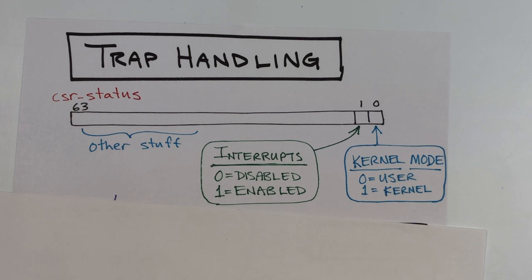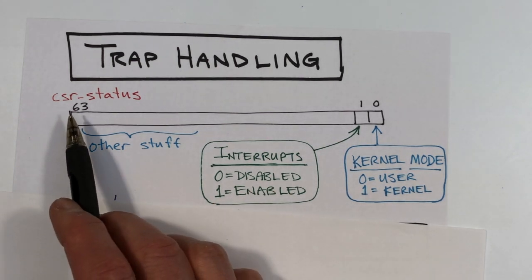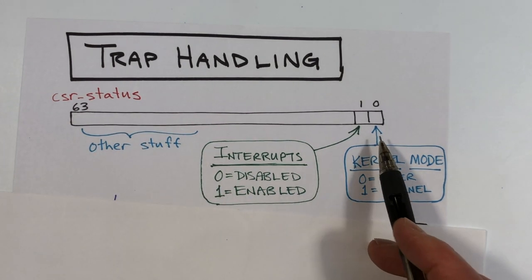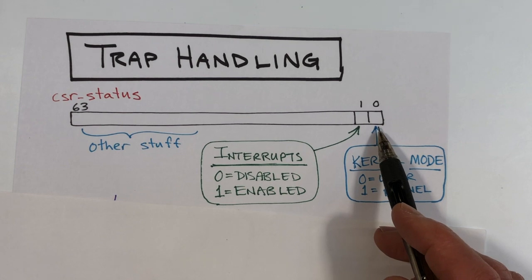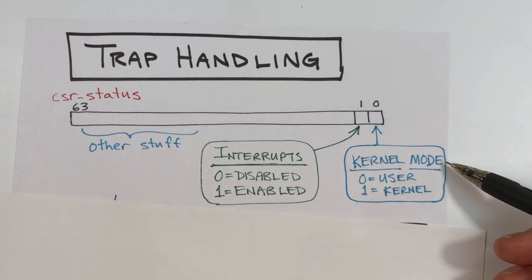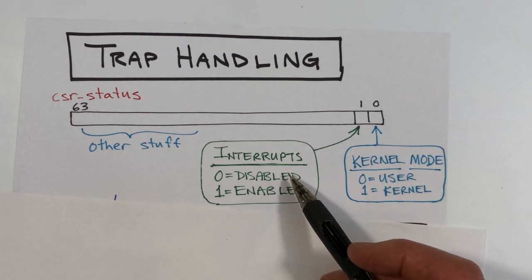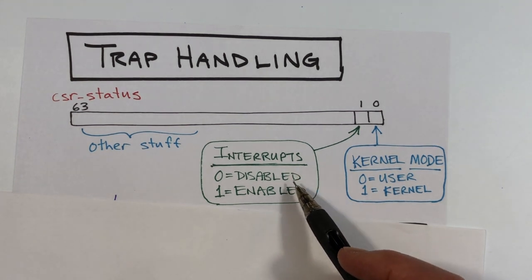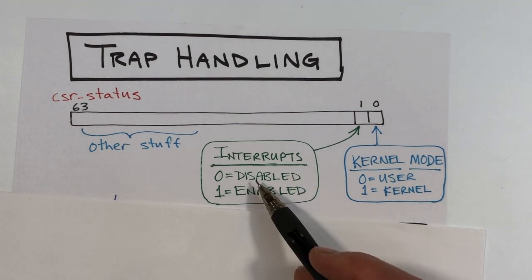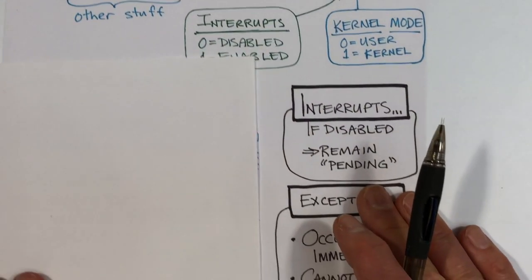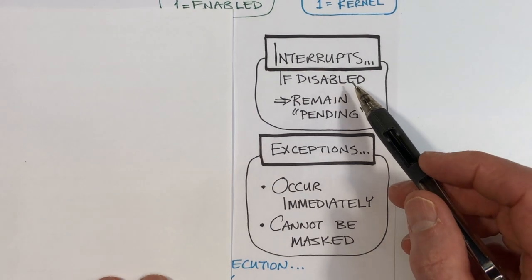Now let's take a look at what happens when an interrupt or an exception occurs. Trap handling involves some actions taken by the hardware, followed by actions taken by some software. So first of all, let's take a look at the CSR status register in a little bit more depth. Previously, we showed the least significant bit, which determines which mode the processor is in, either user or kernel. The second bit is telling whether the interrupt processing is disabled or enabled. So there's 0 for disabled or 1 for enabled. So interrupts can be disabled.